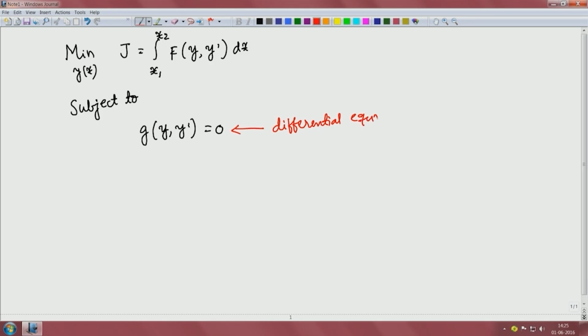When there is a differential equation, if I solve it, the solution will give us y of x already, right. So the constraint itself is giving us the solution, because y of x is our unknown, we already got the solution for y of x. Then what are we minimizing?